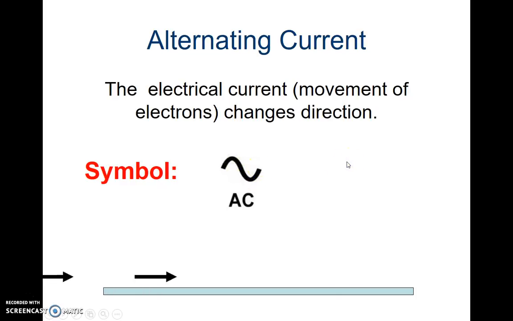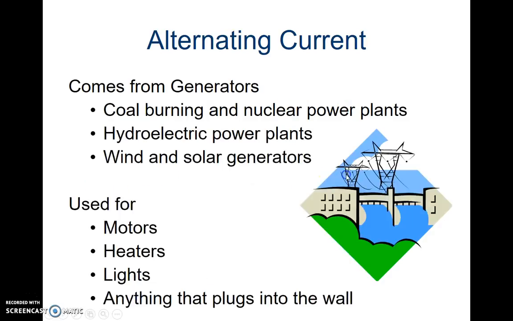So here's an example. Current goes one way, then back the other, then one way, then back the other. Your alternating current comes from generators. It's what's in your walls. It's used for motors, heaters, lights, anything that plugs into your wall.